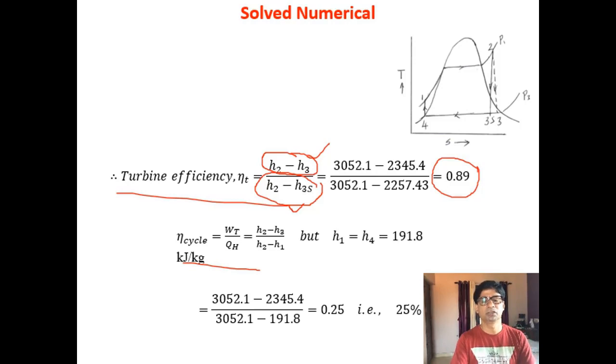W net is equal to WT minus WP. WP is neglected, pump work is neglected, you can consider it as 0. Turbine work output is H2 minus H3 and heat input is H2 minus H1. H1 is equal to H4, that is 191.8 kilojoules per kg. If you substitute in this expression, you will get the efficiency as 0.25 or 25%.